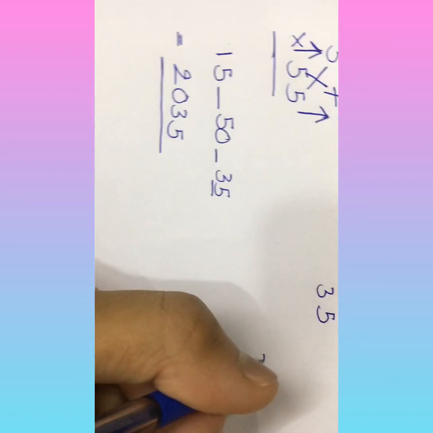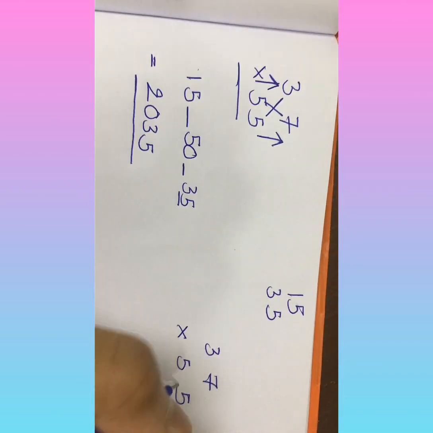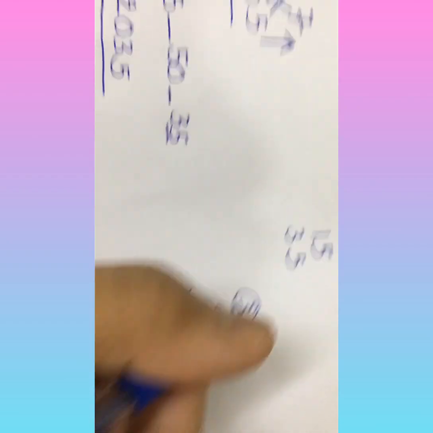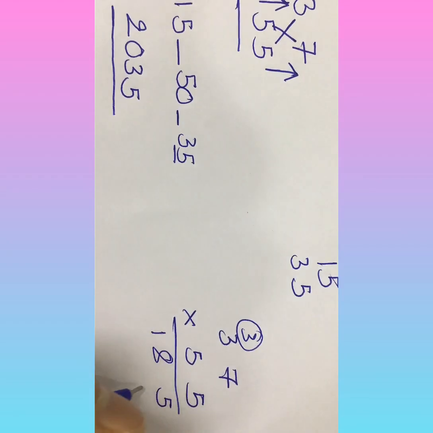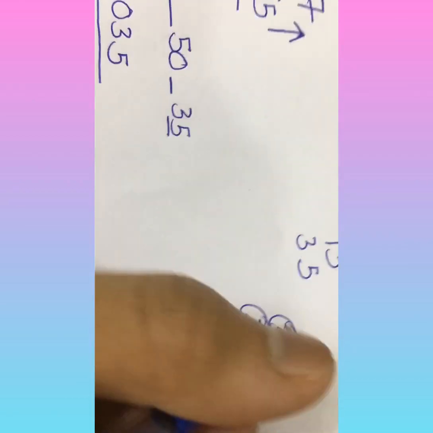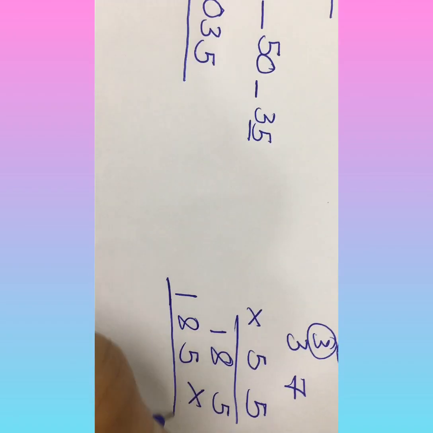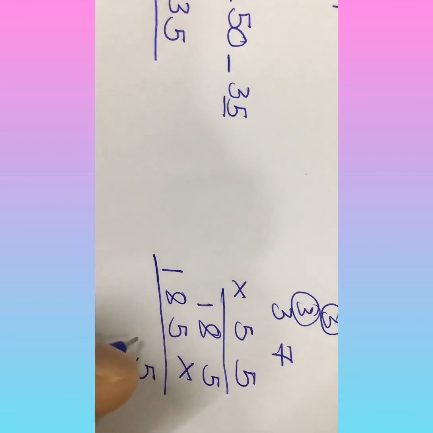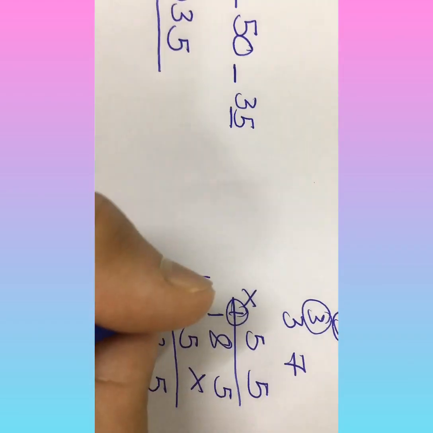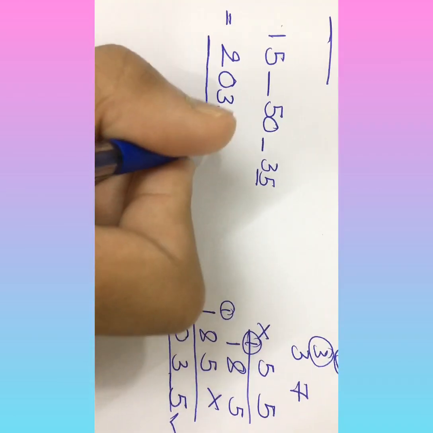So let's check this. 37 into 55. 7 into 5, 35. 5 into 3, 15 plus 3, 18. So we got 5 and 3, 1 carry, here 0 and here another carry. 2035. So we got the answer.